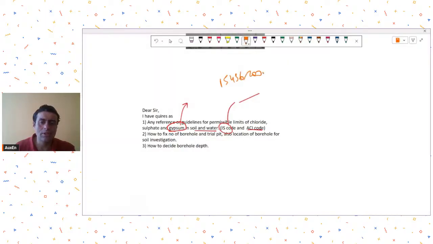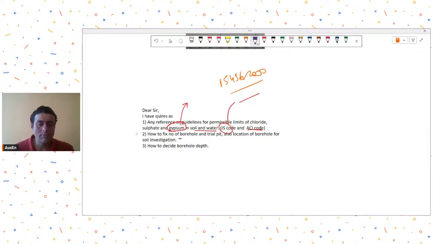Gypsum, I don't think it's a problem for concrete as such, because your cement concrete itself contains gypsum, right? So I don't think gypsum is a problem. For chlorides and sulfates, they have given you the limits in the IS 456, so you can refer to that.